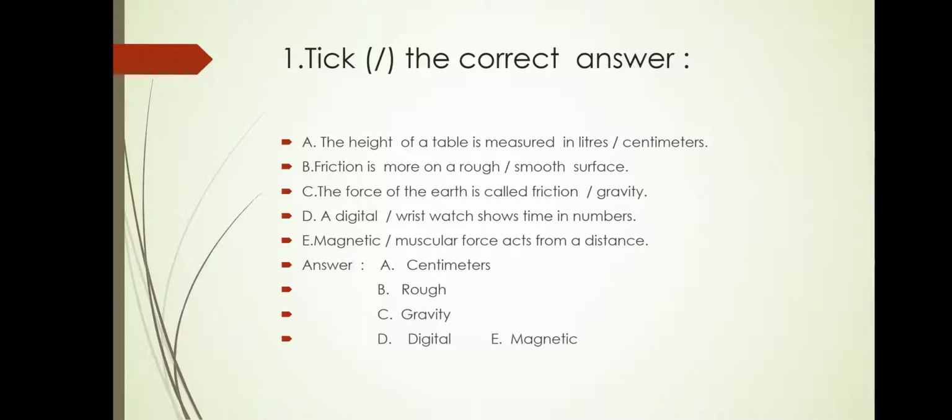B part, friction is more on a rough or smooth surface. And the answer is rough. Friction is more on a rough surface.